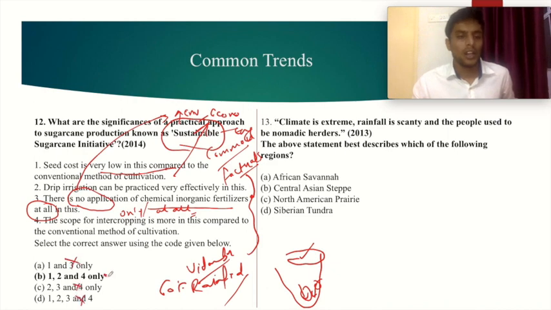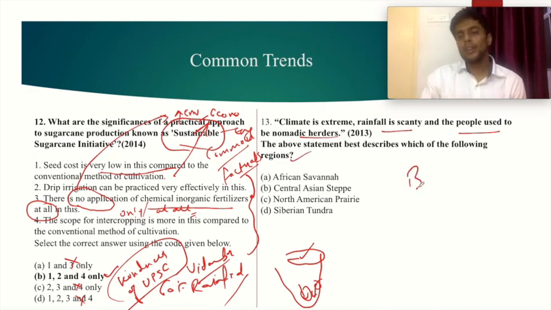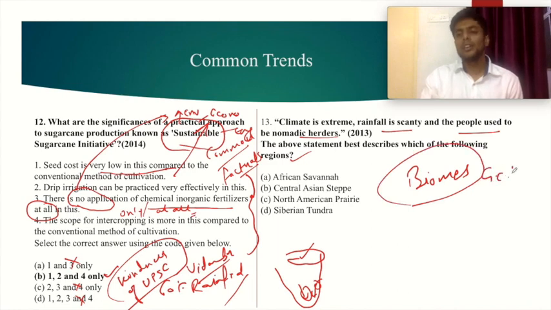Again, the kindness of UPSC. See, UPSC helps you if you read it in a good way. Now, climate is extreme, rainfall is scanty, people used to be nomadic herders. Which of these is the region of the world? This is very important from the biomes part of GC Leong. This will help you. If you know all the major characteristics of all the biomes, you can easily solve this.